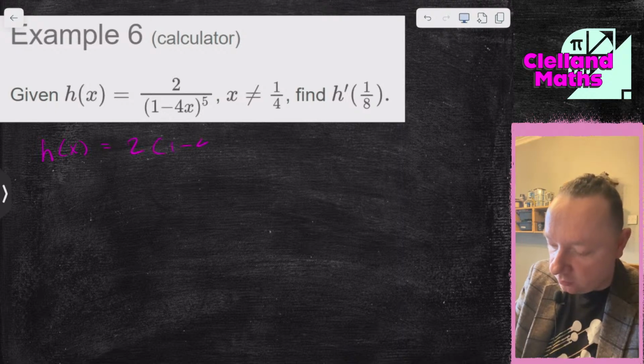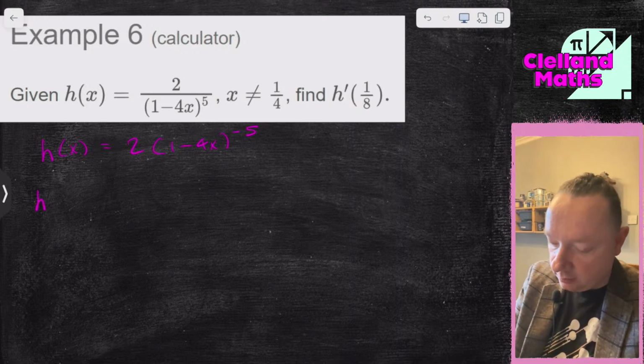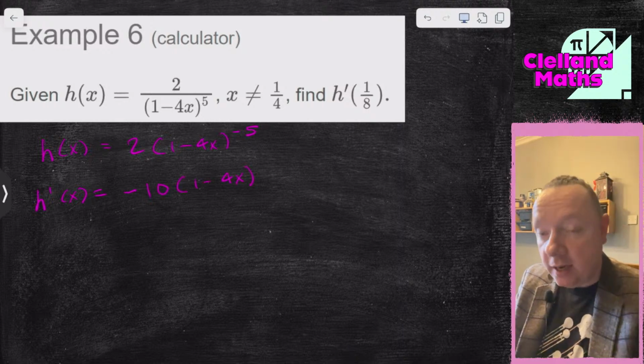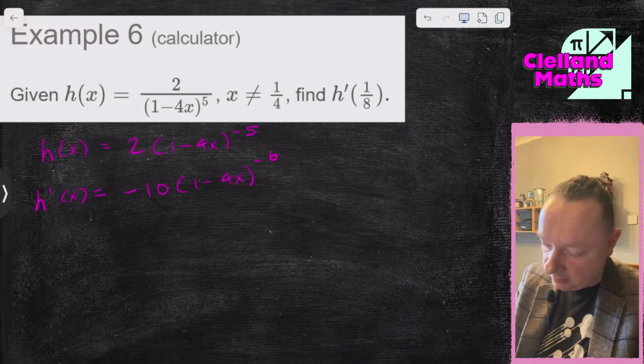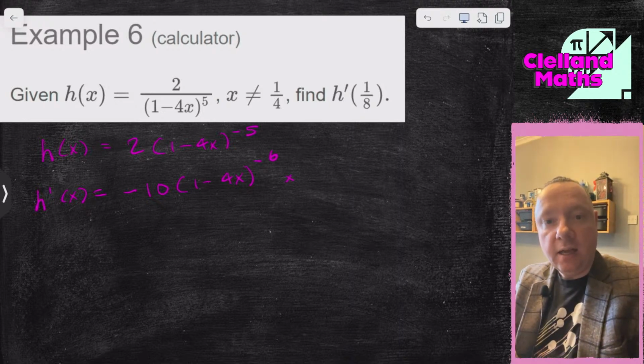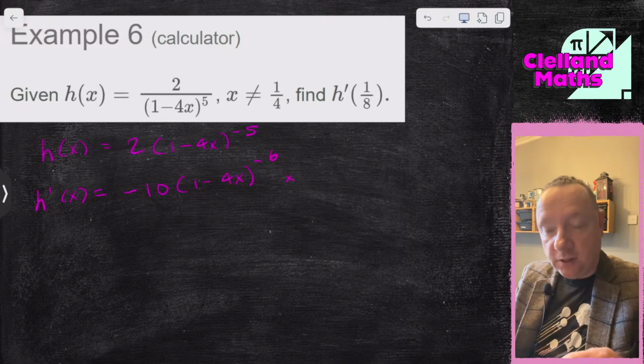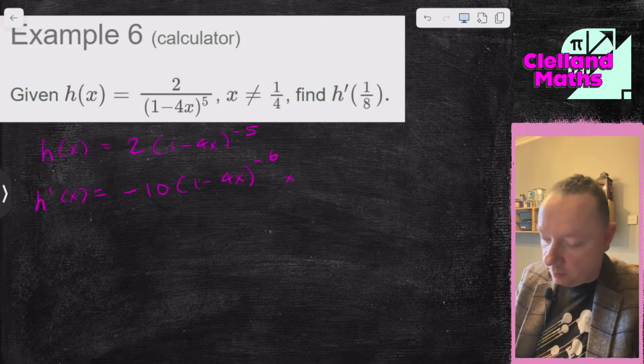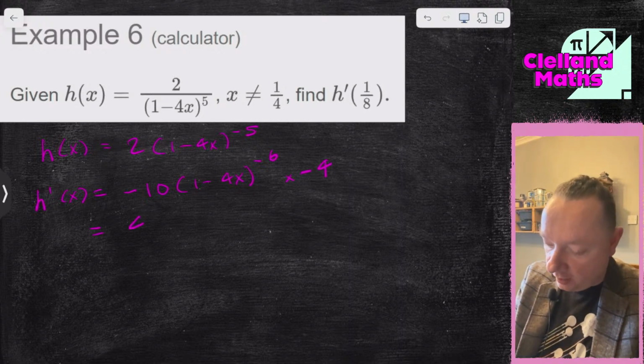2, 1 minus 4x, 5 becomes minus 5. Differentiate. Minus 5 times 2 is minus 10. I've got 1 minus 4x, and take away 1 for the power, so that's minus 6. But I need to remember to break the chain and times by the thing that's in the brackets differentiated. So 1 minus 4x differentiates to 4 with a minus on it. So that means I get 4 tens is 40, minus times a minus is a plus, over 1 minus 4x to the 6.